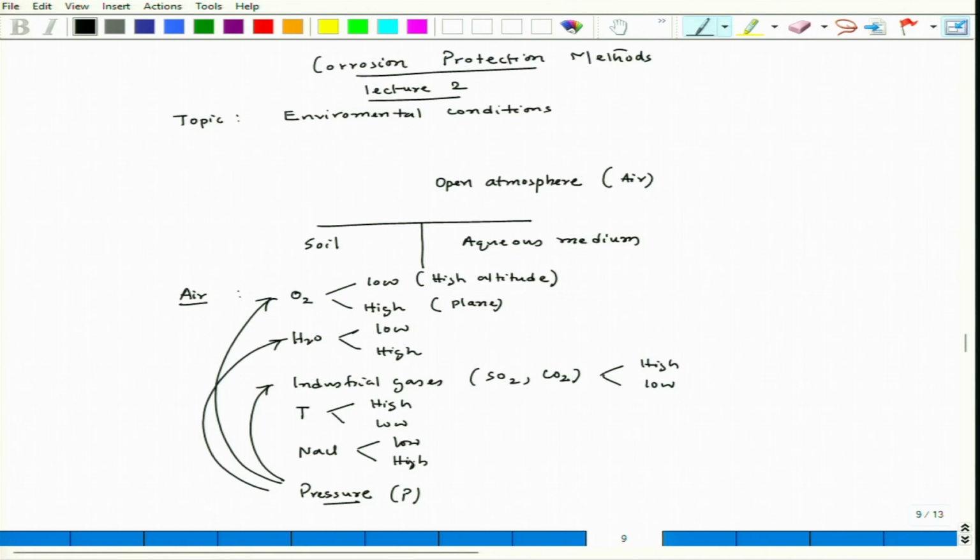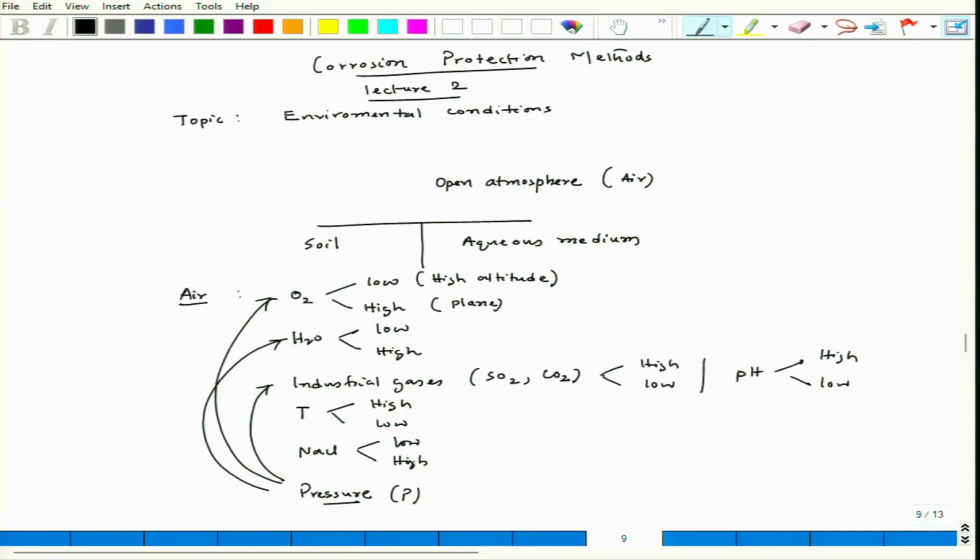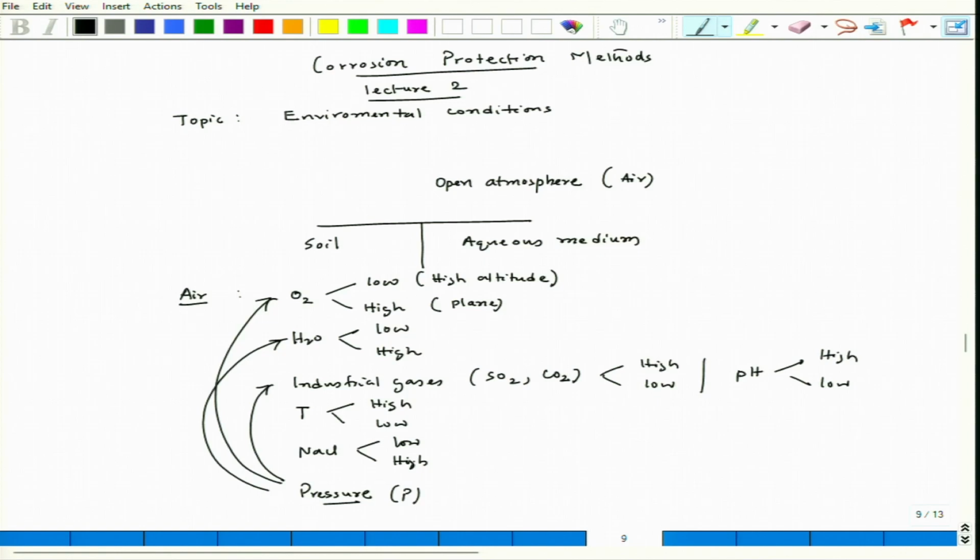Now, depending on that situation, the pH can be considered. pH could be high or low. If the rainwater contains carbon dioxide and SO2 mixing with it and forming acids, then the pH would be low, and in some places where rainwater happens without those gases, the pH would be near neutral. The corrosion pattern would also change, right. So, these are the conditions we can think of in air, fine.